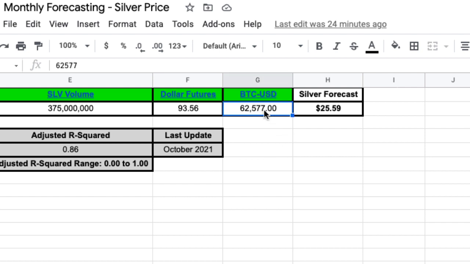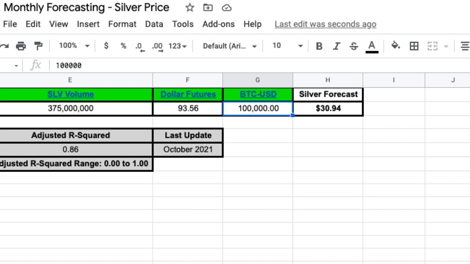So currently right now, Bitcoin is around 62,577. But let me show you what happens when I go to 66,000. And this is just impacting this one data point alone. Data doesn't just move in silos. I also have gold prices in here as an input, so just take that into consideration. It goes up to about $26. Let's throw in $100,000 Bitcoin, because a lot of people talk about that. $30.